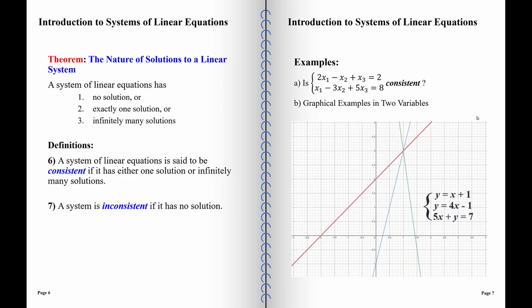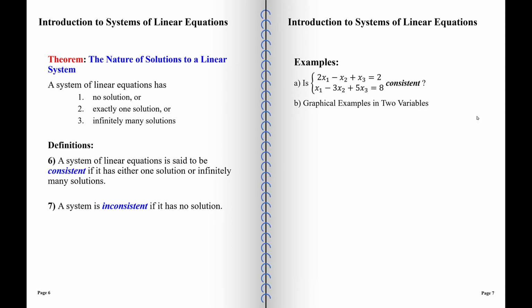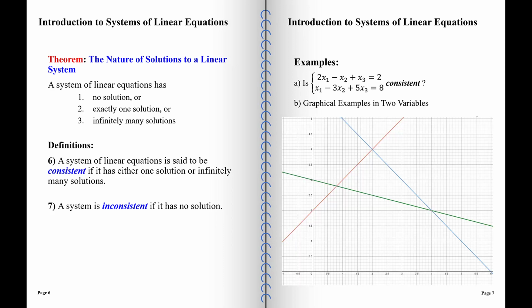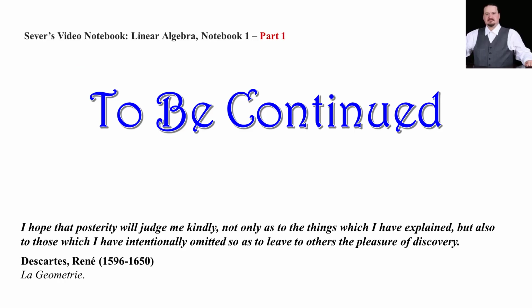And here's just a bonus graph, again, in two variables. Here's another example of a system of three equations that has exactly one solution. And just so you don't think that it has to do with parallelism, here's an example of three equations, again, in two variables that has no solution. There is no single point that is on all three lines.